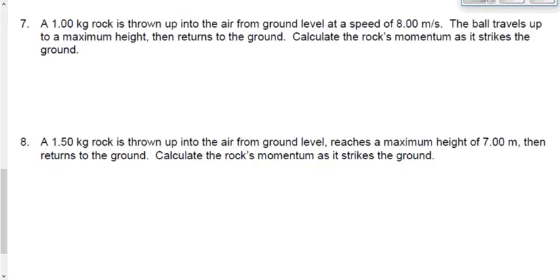All right, let's have a look at question number 7 now then. It says a 1 kilogram rock is thrown up into the air from ground level at a speed of 8 meters per second. The ball travels up to a max height, then returns down to the ground. What's the momentum as it strikes the ground? So here's our situation. Here's our rock that's being thrown upwards at 8 meters per second.